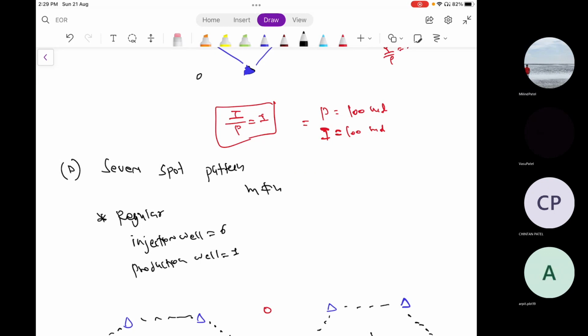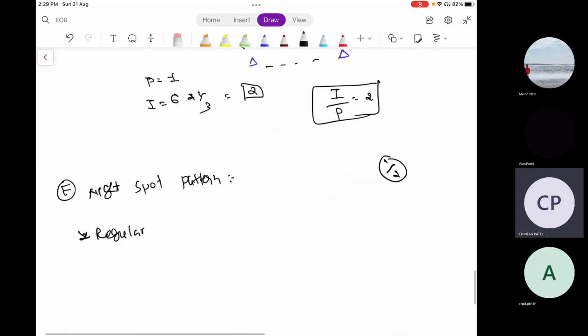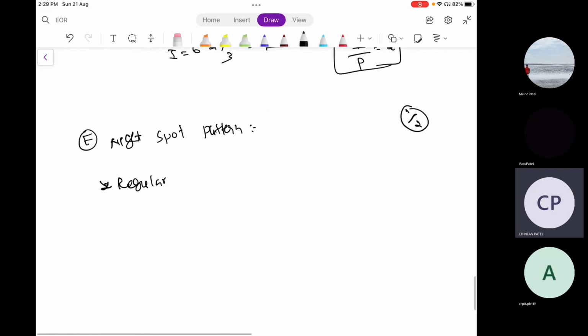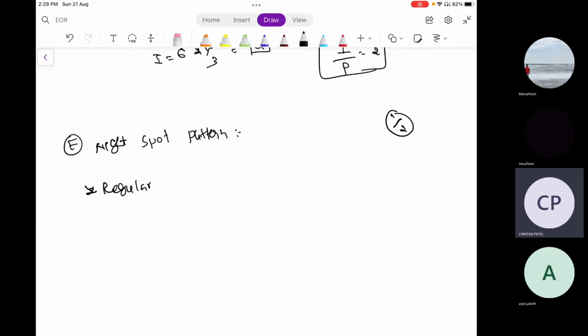What, sir? Let's say if I'm saying this is a regular pattern, then are you able to draw the inverted pattern for that? Yes, sir. So I'm not going to discuss that because that will increase your confusion itself. So you can do that by yourself.